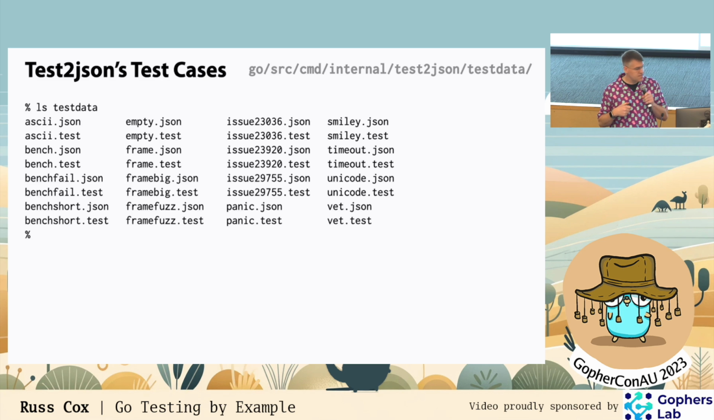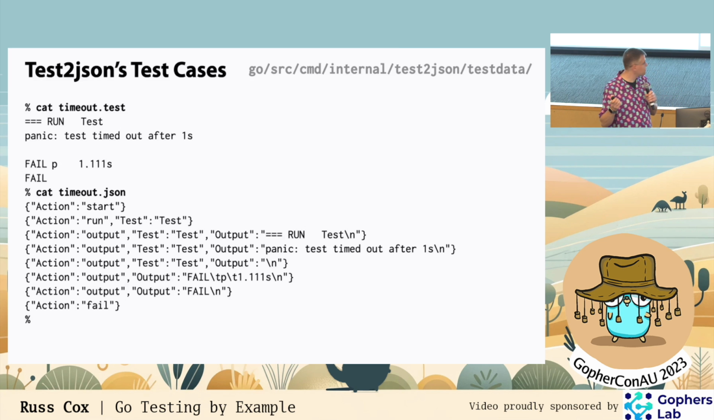Another way to store test cases in files is to have pairs of files, one for input and one for output. And so to implement go test -json, there's a little program called test2json that reads test output and produces JSON output. And the test data is pairs of files, test output, which is the input, and then JSON output. So here is the shortest file. The test output is at the top. That's the input to test2json. And it should produce the JSON output at the bottom.